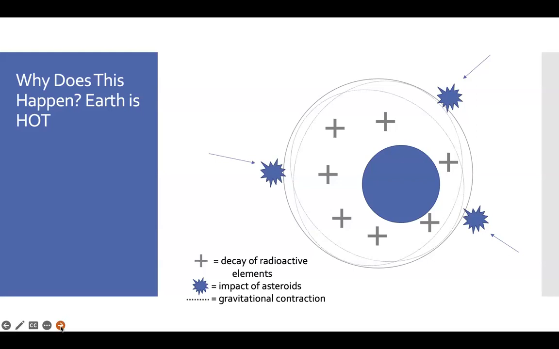And I already told you this. This is why the inside of Earth is hot, because of the decay of radioactive elements, because of gravitational contraction. I tried to draw these pictures of squeezing in on itself. And then the impact of asteroids.